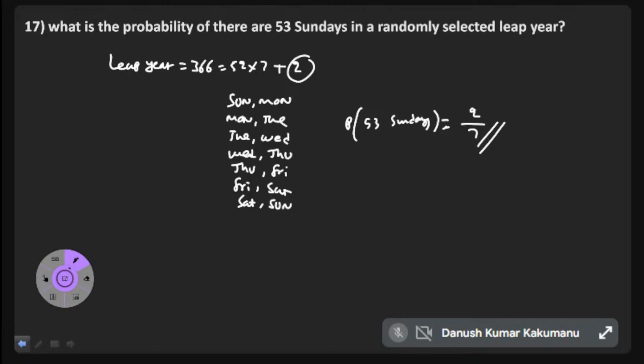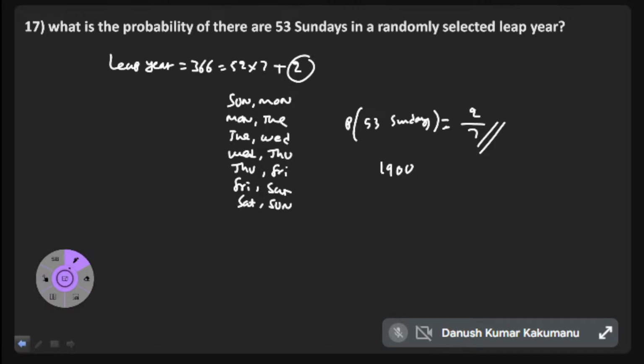How to identify a leap year? Divisible by 4. If a century comes, it should be divisible by 400 also. Let us take 1900. Is it a leap year or non-leap year? 1900, leap year or non-leap year? It is a non-leap year.